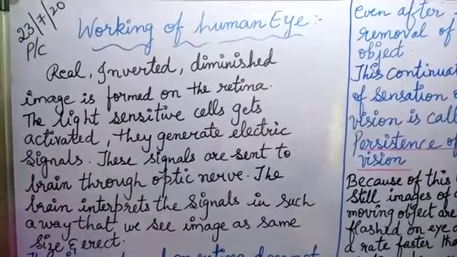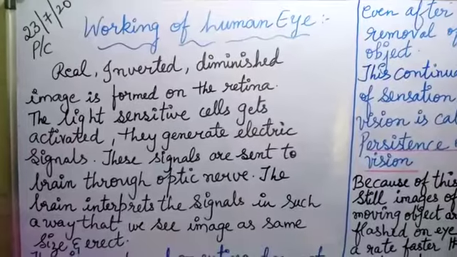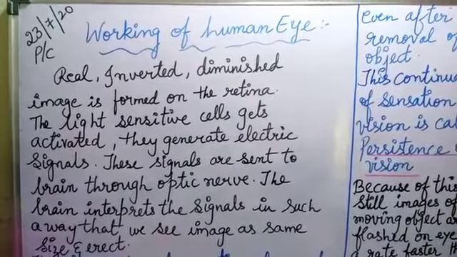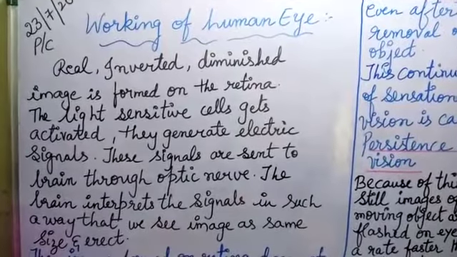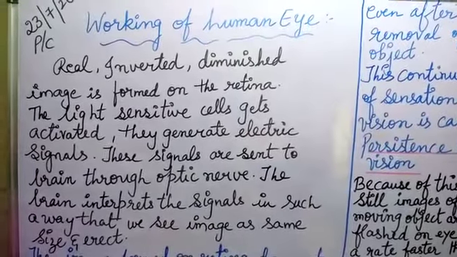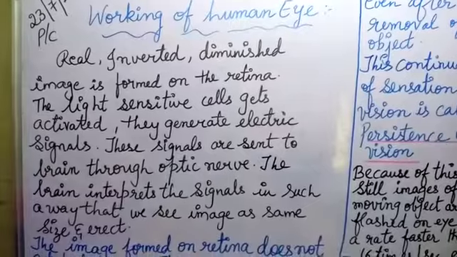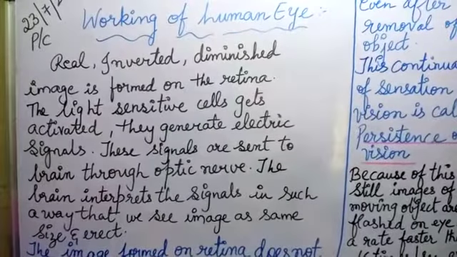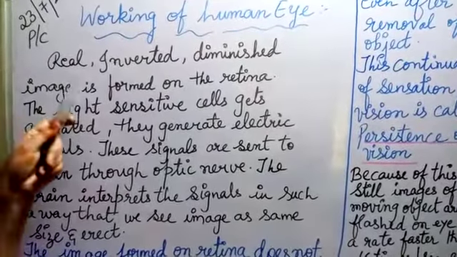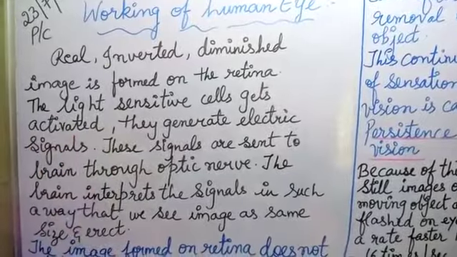The light ray coming from the distant object passes through the cornea, pupil and lens, and then it falls on the retina, because the retina is acting as a screen. That is what we discussed in the last class, right? The image formed on the retina is a real, inverted, diminished image.